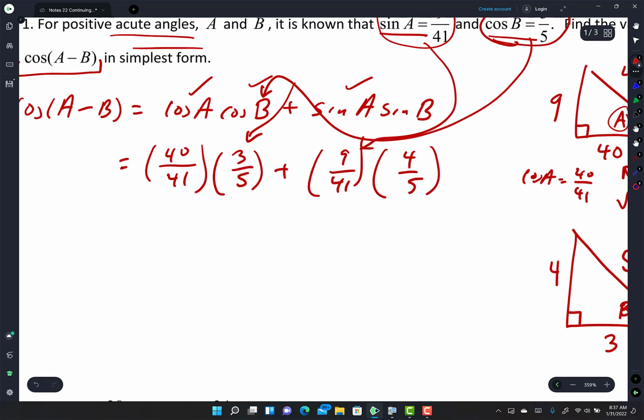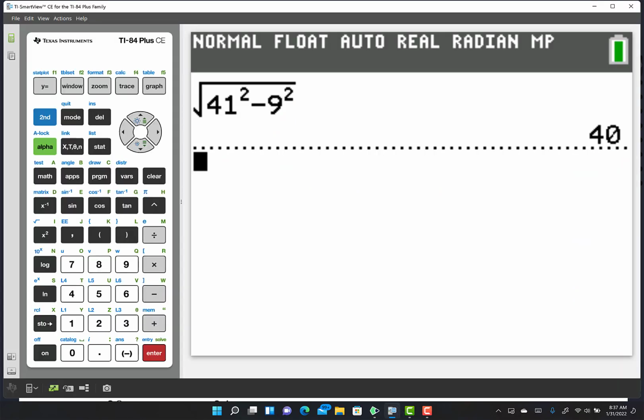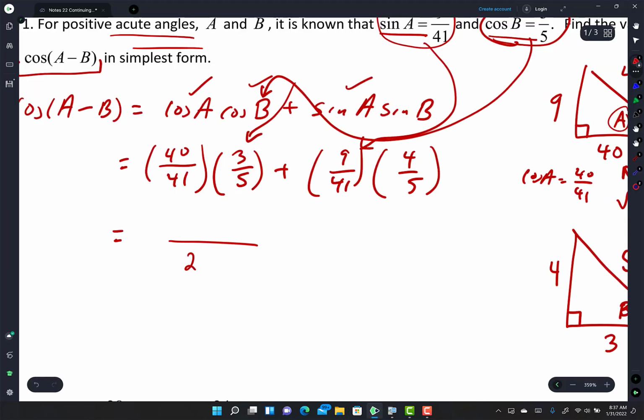The denominators look like they're going to be the same, 41 times 5. So let me see what that is. 41 times 5. I guess we don't need a calculator. You can probably just do it faster by hand. 205. We're okay so far? 40 times 3. 4 times 3 is 12. So add a 0, 120 plus 9 times 4. What's that? 36. So 120 plus 36, 20, 30, 40, 50. 156 over 205.